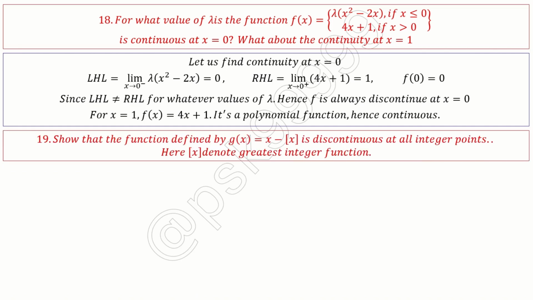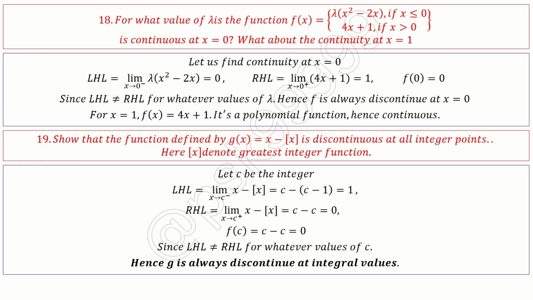Okay, next. Show that the function defined by g of x equal to x minus gif of x is discontinuous at all integer points. The square bracket x is called the greatest integer function, or gif, we call it. So let's do it. Let c be the integer, at integer value, let c be any integer. I am not taking a specific value.